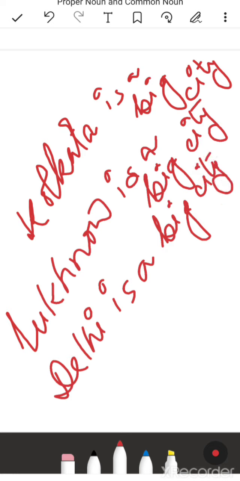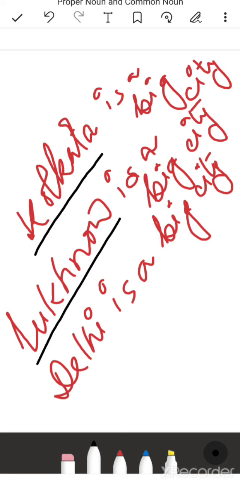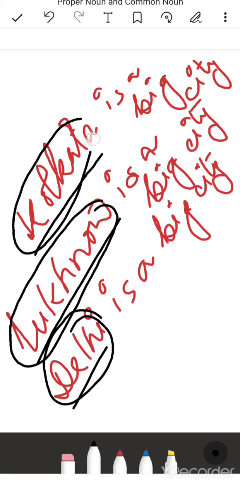So here see one difference. We cannot call Kolkata as Lucknow, rather we cannot call Lucknow as Kolkata, neither can we call Delhi as Lucknow or Kolkata. That means these names are given particularly to a place, to a city. That cannot be shared by all. That means this name is that particular city's own name. Okay, so these are all proper nouns, because this name cannot be shared by all.